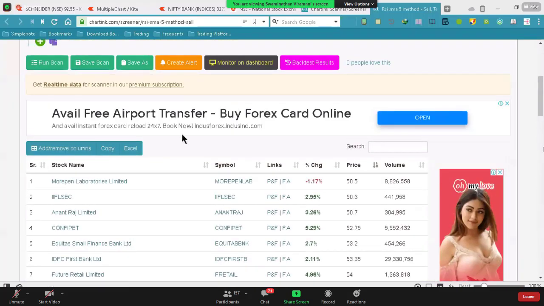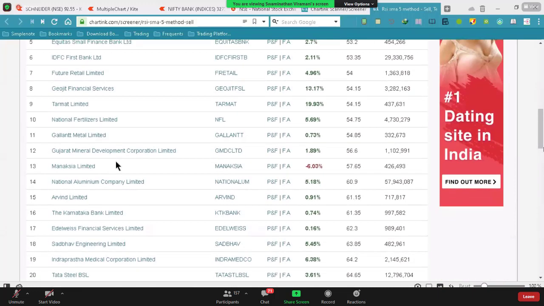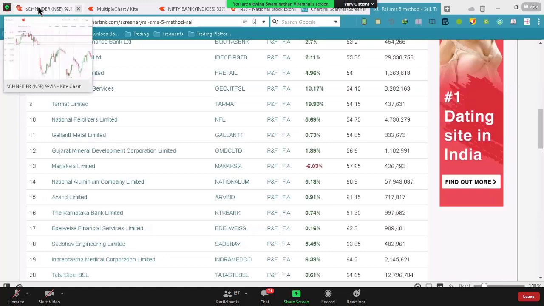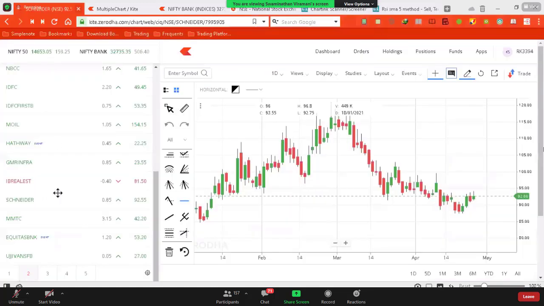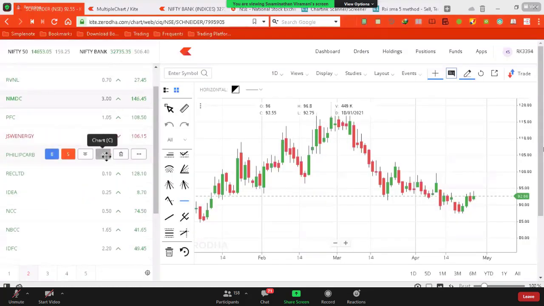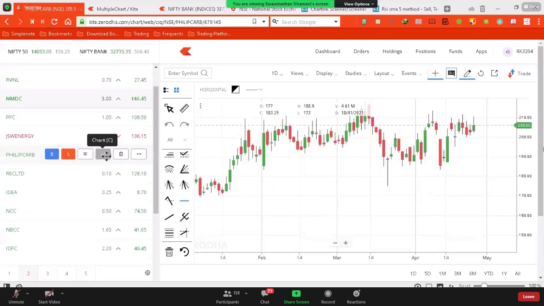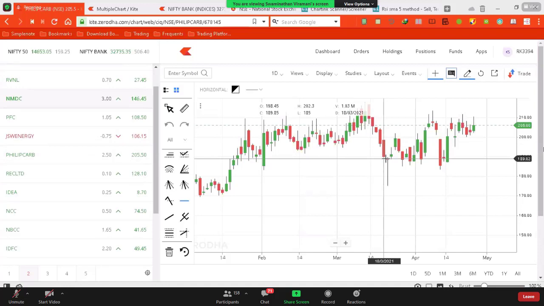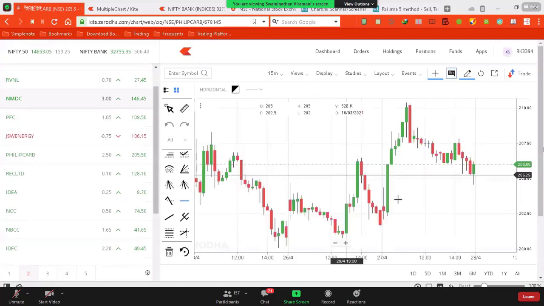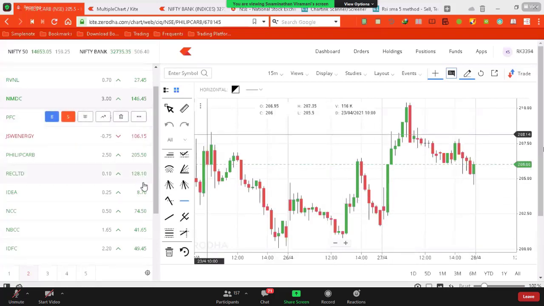I keep going through this list, and wherever I find some diamond in the rough, I add it to my watch list. So Philips Carbon Black also gives you a decent movement per day. You can just see by the size of the candles that it's not a stock which is operator driven or something like that. What you do is look at your 15-minute chart and see that there are no blank spaces in between. You need to have continuous trading happening. Those stocks are generally good to trade.